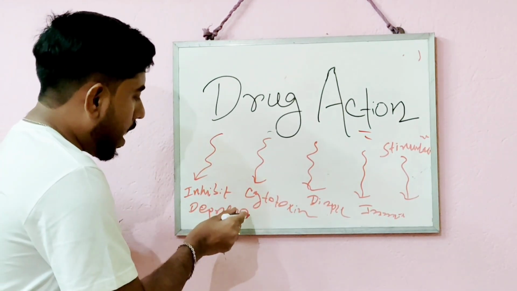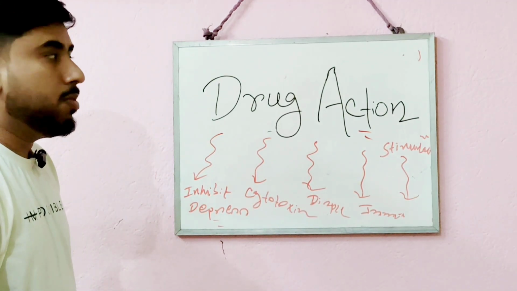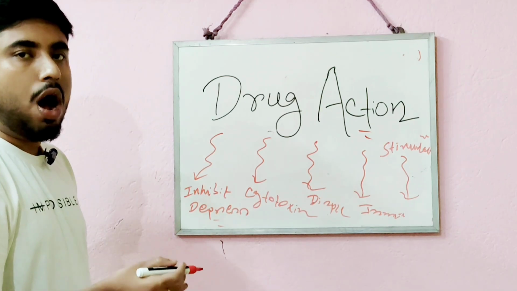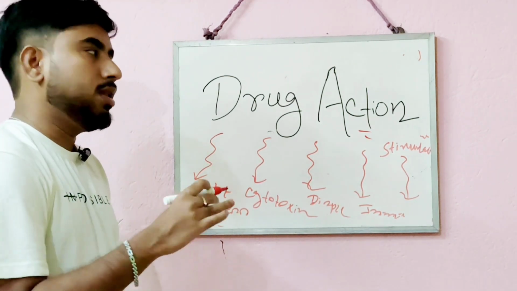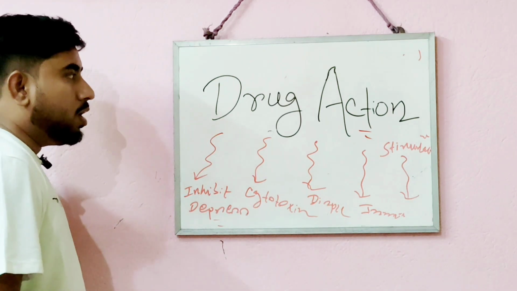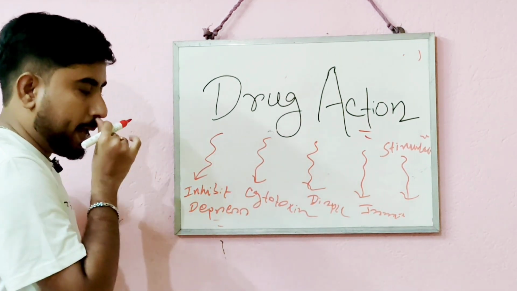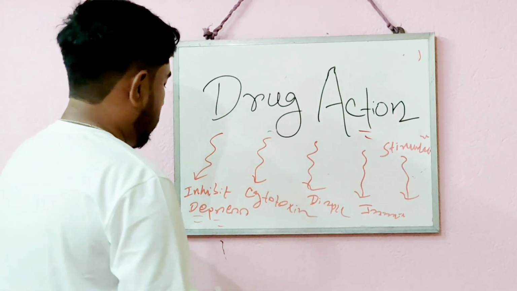And how that action or result comes about is called the drug mechanism, that we are going to study in upcoming classes: how it is going to show, how it is going to do. All these things are drug mechanism in upcoming videos. So today we will discuss the different actions, how the drug shows its result, and what those things are.